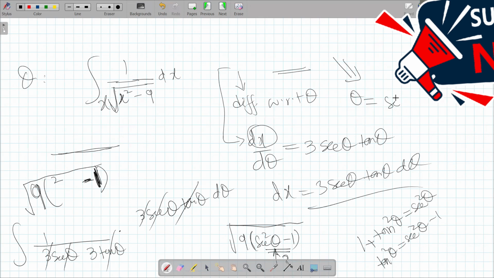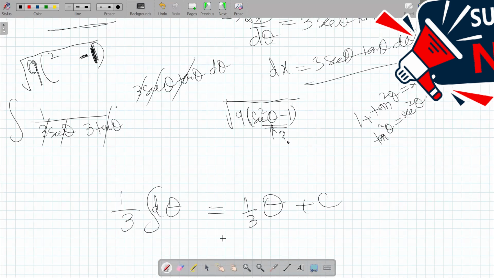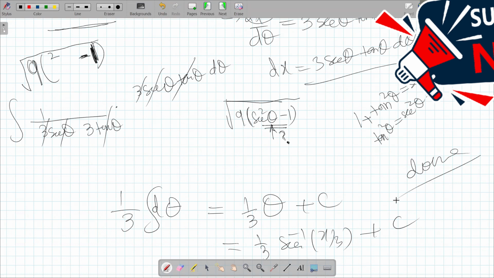From the substitution you made from here, theta equals sec inverse x over 3, right? So you just put it here: theta equals sec inverse x over 3 plus c. And we're done. Okay, that makes sense.